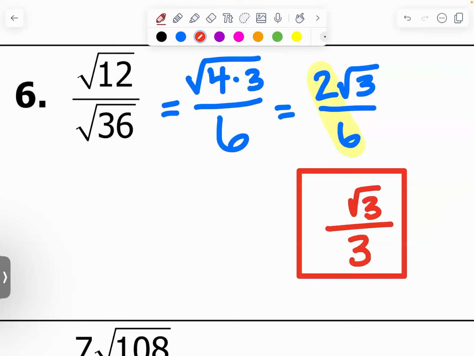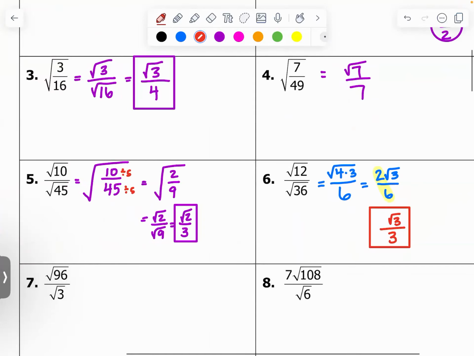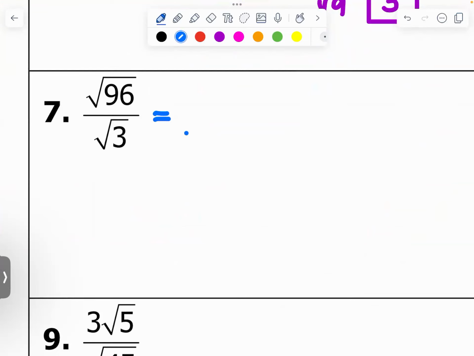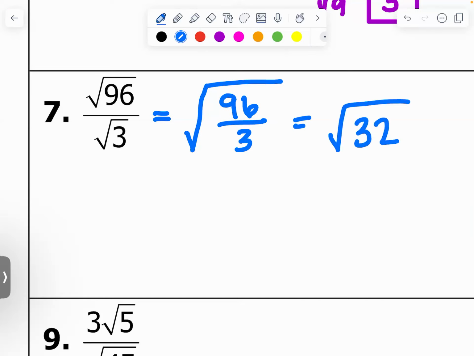Okay. Now, if you don't like this method of putting them both under the radical to simplify, that's okay. You're still going to be able to get to the same place. Sometimes it can save you time. Like look at number 7. If we put these under the same radical, can we take 96 divided by 3? What is it? Okay. And now we have a super simple problem.